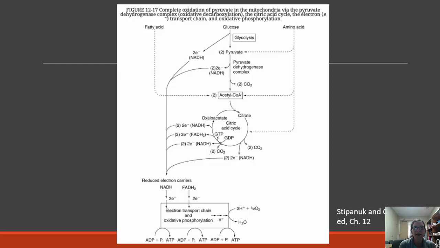Okay. And here is a figure from your book, complete oxidation of pyruvate in the mitochondria via pyruvate dehydrogenase complex, the citric acid cycle, and electron transport chain. So here again, this is an overview of everything we've seen. Glucose, glycolysis to pyruvate, this should be our mitochondria here, pyruvate to acetyl-CoA, acetyl-CoA to TCA cycle, reduced electron carriers to the electron transport chain, oxidative phosphorylation, ATP.